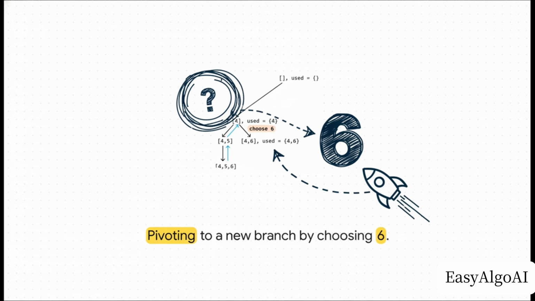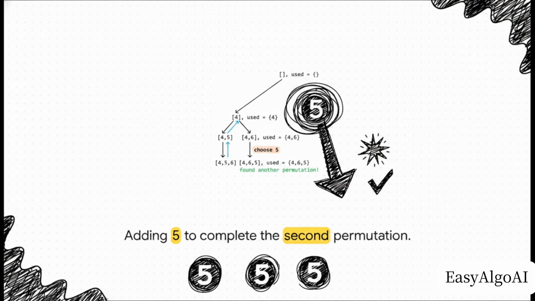We speed right back down a totally new branch by choosing 6. Our state is now the array 4 and 6. Continuing down this fresh path, we look for our final number. The only remaining unused number in our input is 5, right? So we add it to the 4 and 6, and just like that, we get our second successful permutation, 4, 6, 5. We found another complete arrangement simply by retracing our steps and making the next available choice.